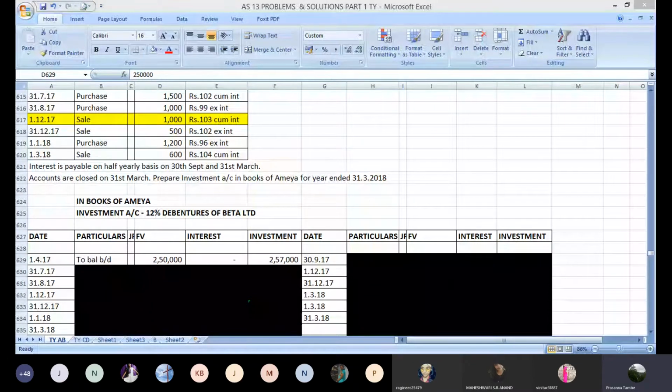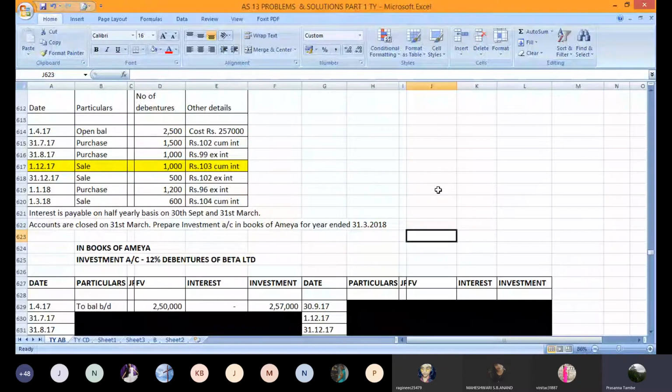Then we go to the next transaction, that is on 31st of July. There is a purchase of debentures. There are 1,500 debentures which are purchased, and these are cum interest price. 102 rupees per debenture is a cum interest price. So that means this is inclusive of interest, and we have to exclude the interest from this transaction.